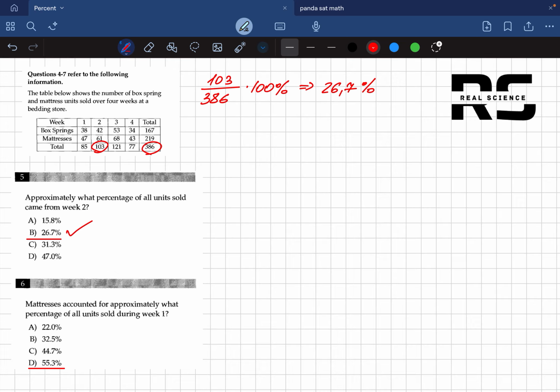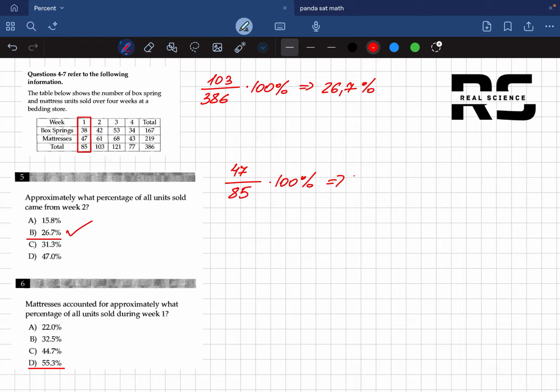Mattresses accounted for approximately what percentage of all units sold during week 1? So let's just look at the unit week 1 specifically, this column. So in total we had 85, right? And how many mattresses did we have? So we've sold 47 mattresses, and in total we have 85 sales. So let's just multiply that by 100% as well. Okay, that way we understand what percentage the mattresses account, specifically mattresses, out of all the total units sold.